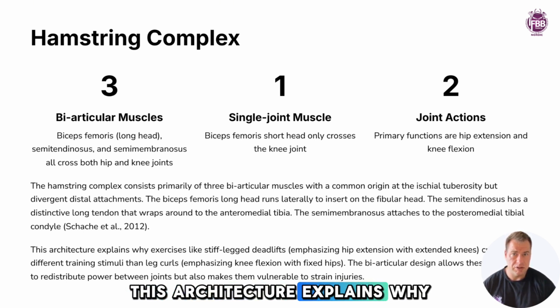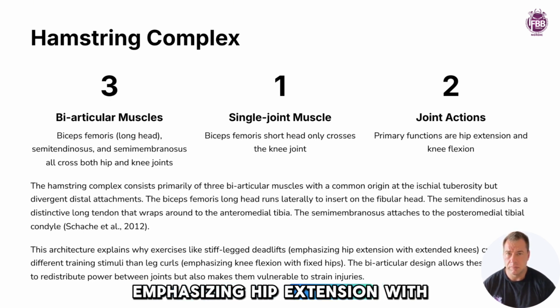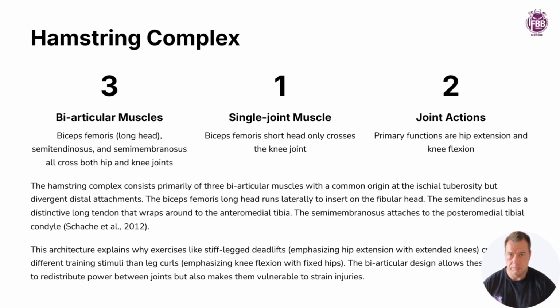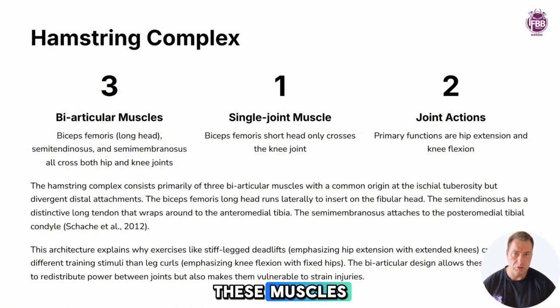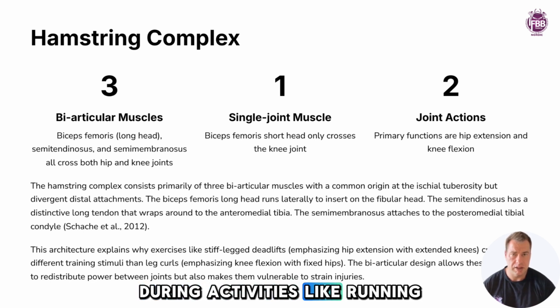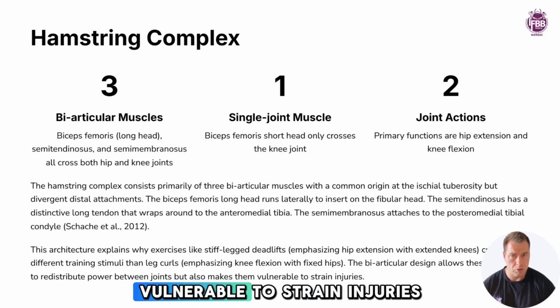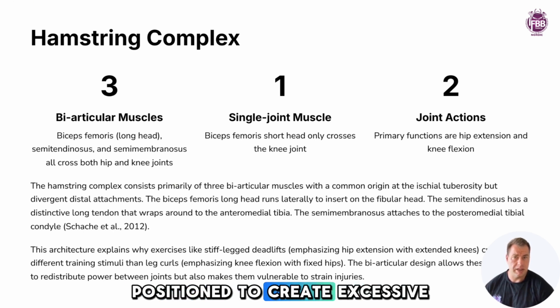This architecture explains why exercises like stiff-legged deadlifts, emphasizing hip extension with extended knees, create different training stimuli than leg curls, emphasizing knee flexion with fixed hips. The biarticular design allows these muscles to redistribute power between the hip and knee joints during activities like running and jumping, but also makes them vulnerable to strain injuries when both joints are positioned to create excessive length.